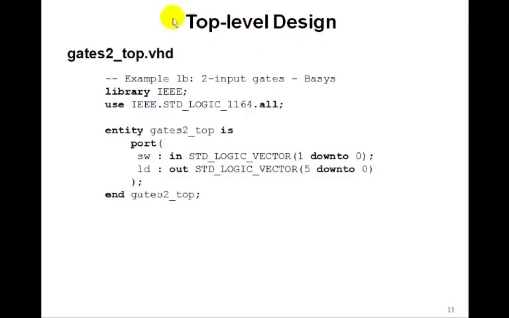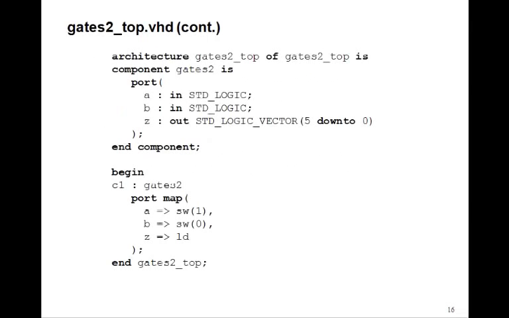We can then use this UCF file to define the pin numbers, which means we need to write a top-level design, I'll call it Gates 2 top, in which the entity contains the input SW, that is the 2 rightmost switches, 1 down to 0, and the output LD, standard logic vector 5 down to 0. These are going to be the outputs. So we need to connect our gates to these switches, and we do that in the architecture for this top-level design. Between the word architecture and the word begin, we must include a component declaration of all the components we have, in this case just Gates 2. And in Gates 2, remember the 2 inputs were called A and B, and the output was Z.